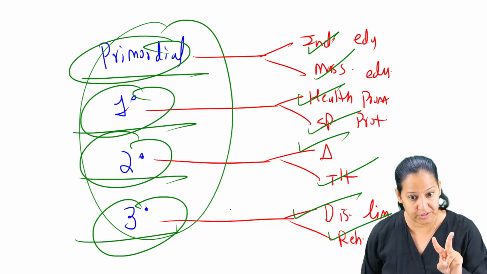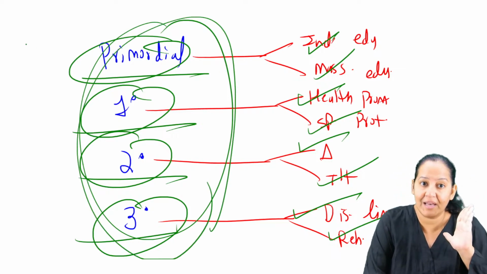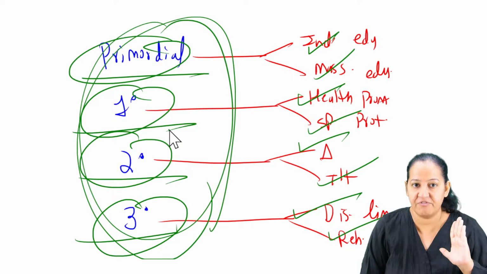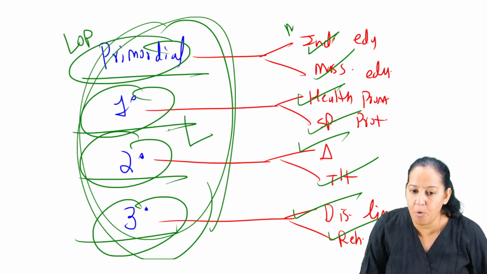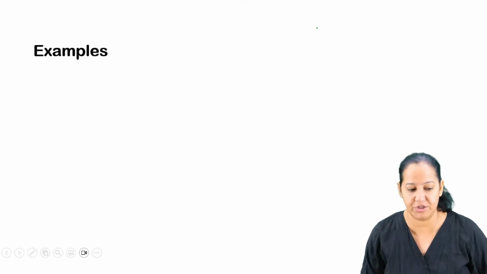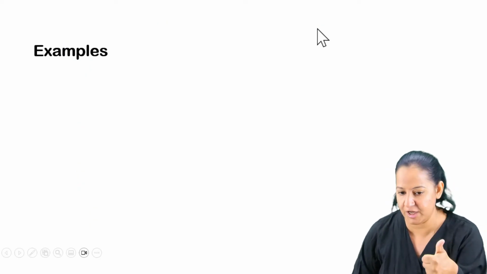So you have to tell me two things. First, tell me the level of prevention, and then tell me the mode of intervention. Tell me two things for each of them. Are you ready? If you're ready, give me a thumbs up.